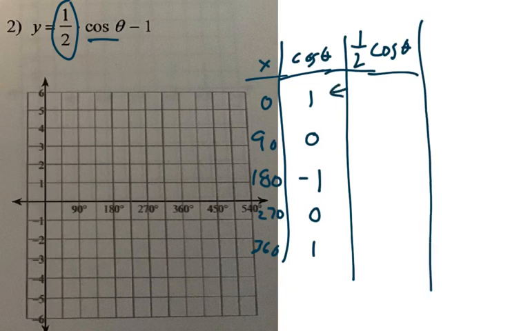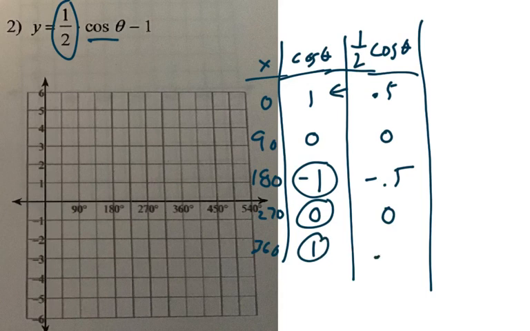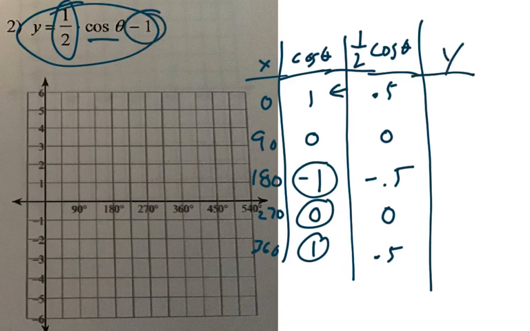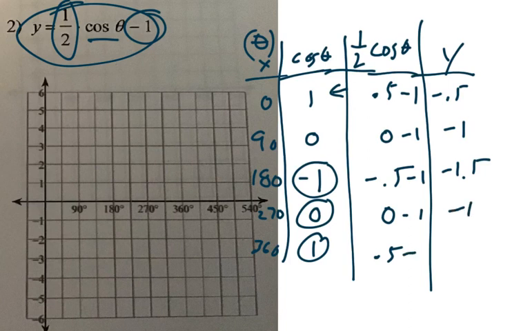1/2 means 1/2 of these. So let's use decimals. 0.5, 0. 1/2 of negative 1 is negative 0.5. 1/2 of 0 is 0. 1/2 of 1 is positive 0.5. And finally, to get the whole function y, we have to minus 1. So y is, we're just going to minus 1 here. So negative 0.5, negative 1, negative 1.5, negative 1, negative 0.5.